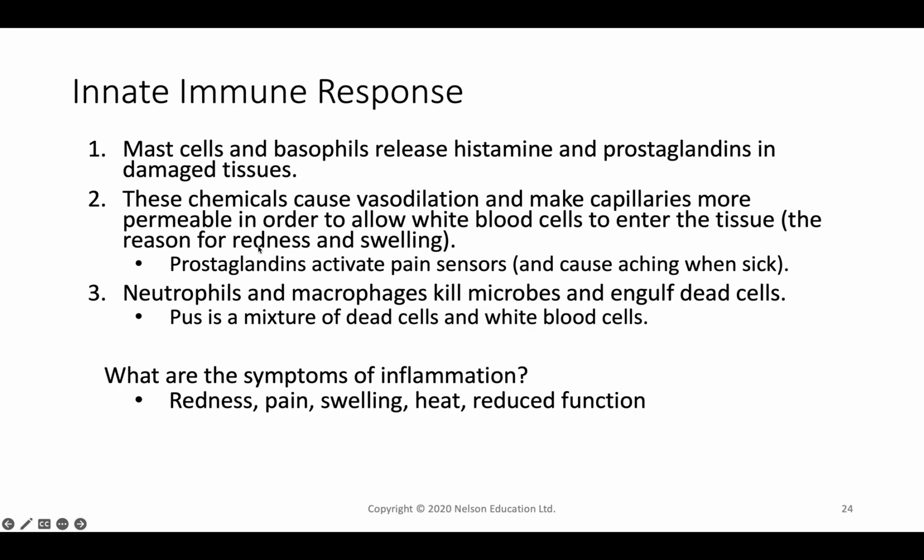Pain, well, that's the prostaglandins activating our pain receptors. Swelling, again, more fluid to the area. Heat, well, that's part of our response as well, right? So we're going to be our inflammatory response as well because we want to kill off foreign invaders. And all of this causes a reduced function of the area.